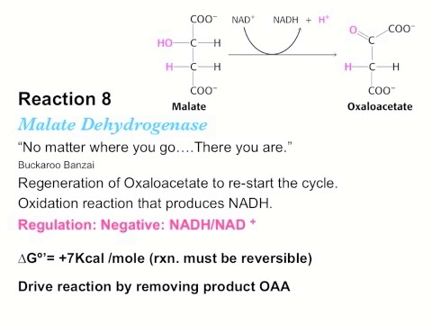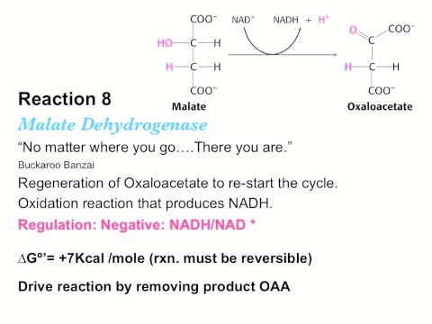This oxidation reaction produces NADH. It's the last NADH of the cycle. And this enzyme is downregulated by a high NADH to NAD plus ratio. Now this reaction is unusual in that it has a standard free energy of 7 kilocalories per mole. This allows the reaction to go in the backward direction. And we drive this reaction forward by removing the product, oxaloacetate.